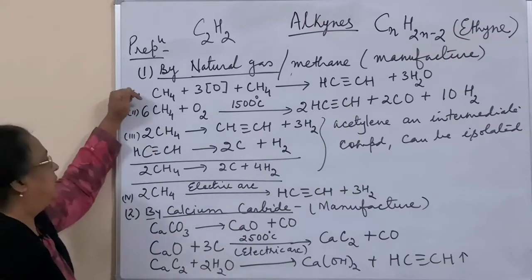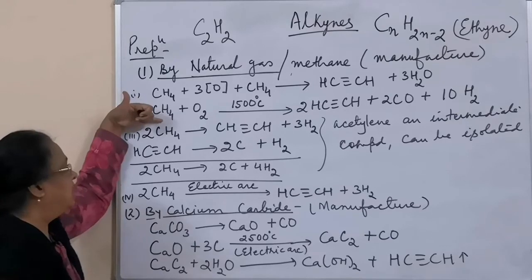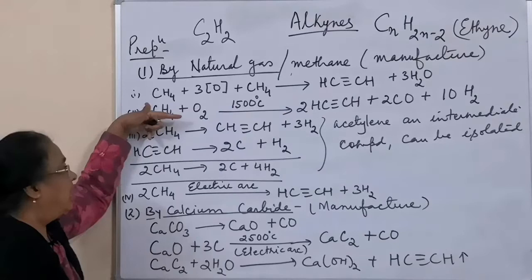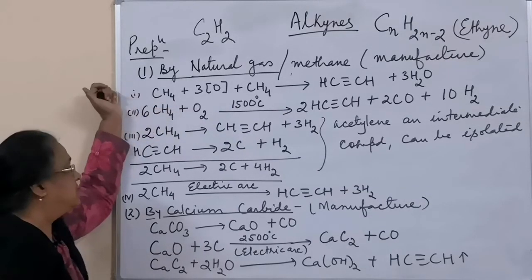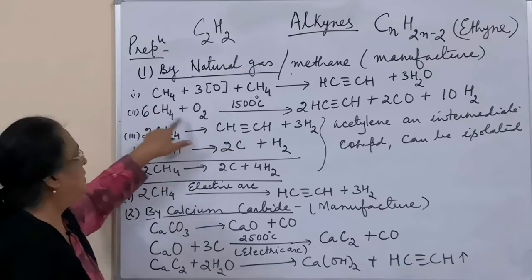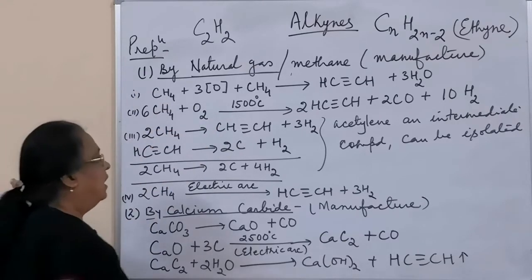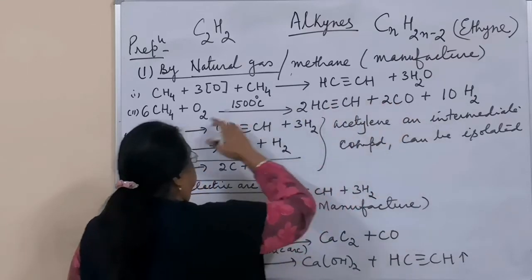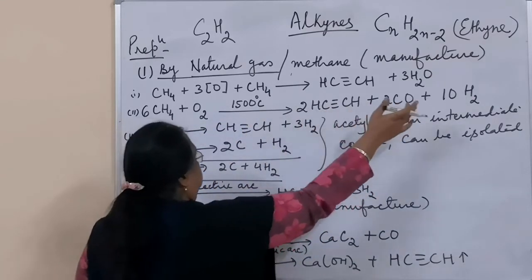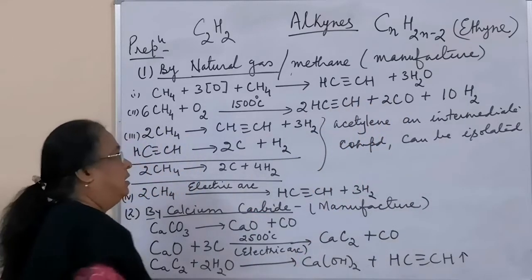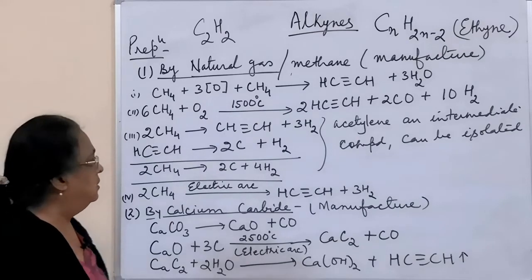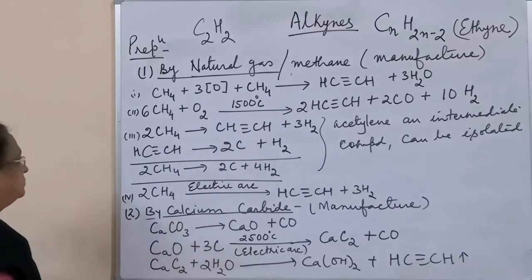Next, we take methane and oxygen, that is from air, and you have to keep the temperature very high, 1500 degrees Celsius. It means methane burns in oxygen and gives acetylene gas along with these. So it is burning with a blue flame. All these 3 are combustible gases, and they burn with a blue colored flame.